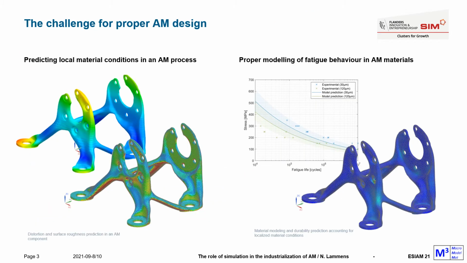The challenge for proper AM design can then be split into 2 separate topics. On the one hand, there is the challenge of predicting the local material conditions in an AM process, accounting for the specifics of geometry and process parameters. On the other hand, there's the challenge of building a more advanced fatigue model that can account for these locally varying material conditions in a proper way.